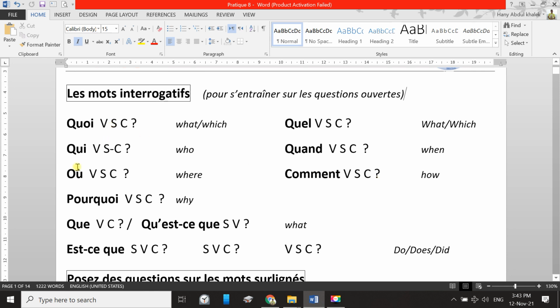Here les mots interrogatifs: quoi, quel, qui, quand, où, comment, pourquoi, que, qu'est-ce, est-ce. Here V means verb, S, ça c'est sujet, means subject in English, and C means complement, which means object. Like in English, the French question words have the verb directly after the question word, then the subject or the object.